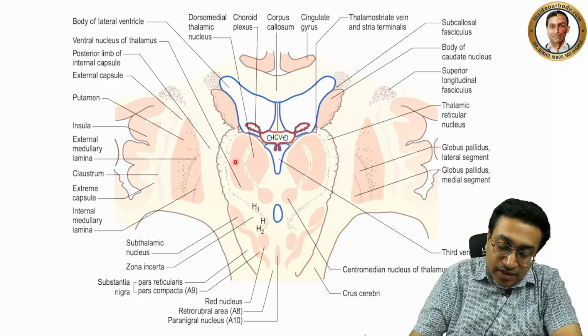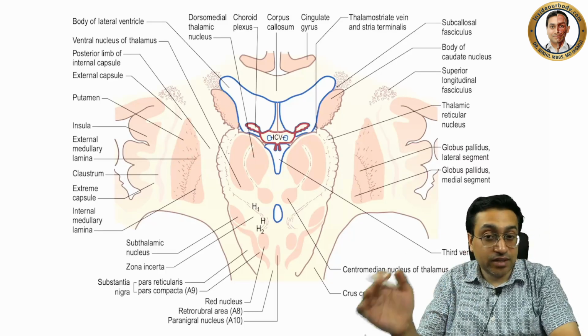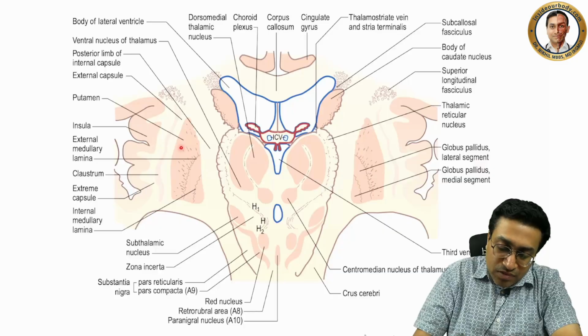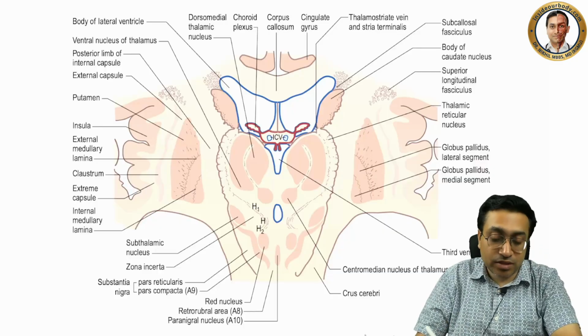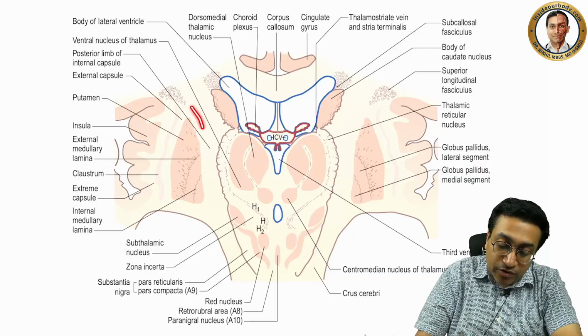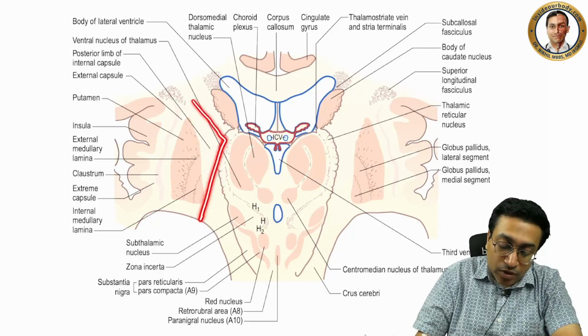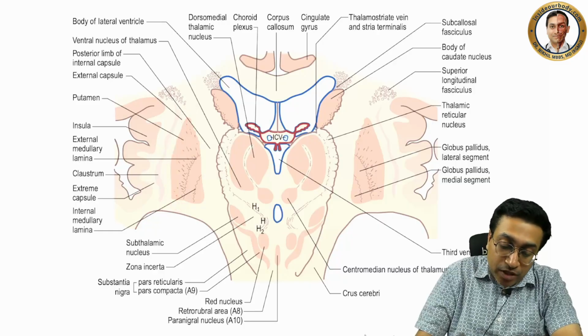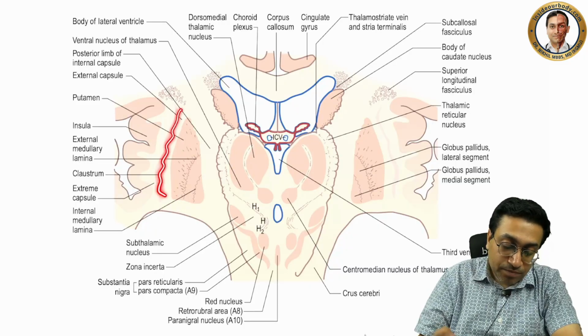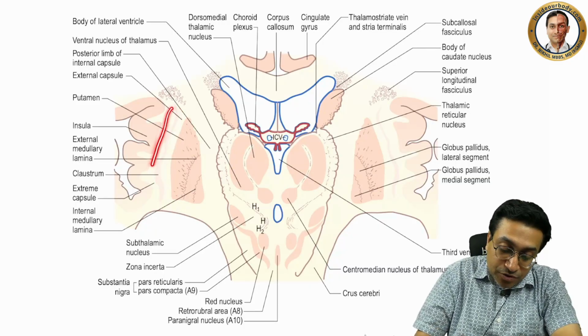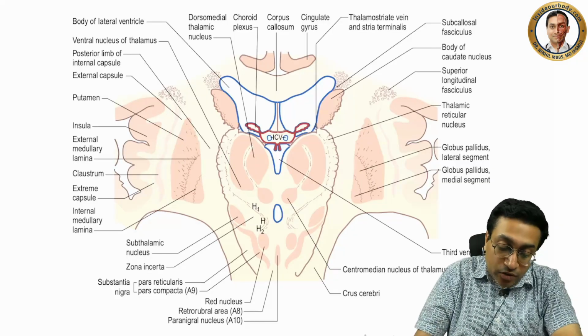So we can see thalamus, caudate nucleus, lentiform nucleus, and you can see other things lateral to the lentiform nucleus. Here, medial to the lentiform nucleus, this is the internal capsule. All right, this is the internal capsule. Then here is the external capsule. Then you have the claustrum. Then you have the extreme capsule, and then you have the insular cortex.